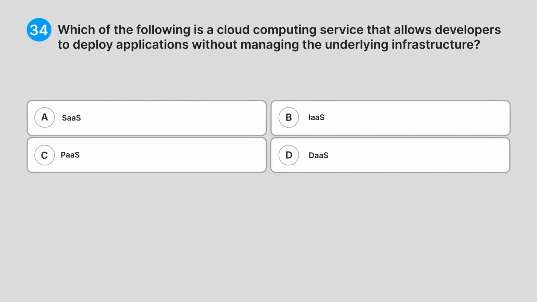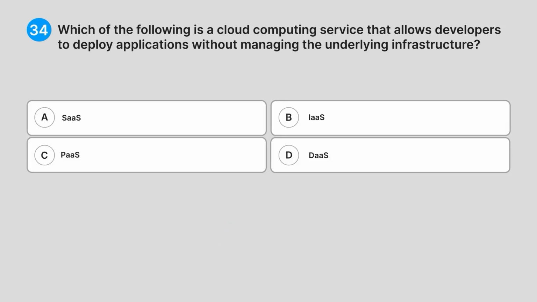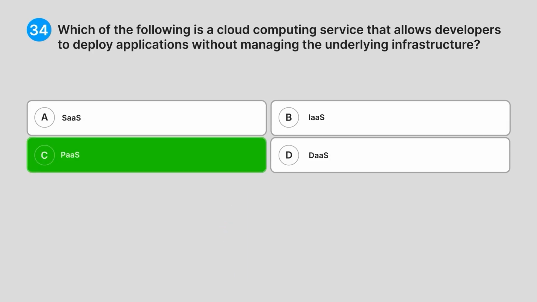34. Which of the following is a cloud computing service that allows developers to deploy applications without managing the underlying infrastructure? A. SaaS, B. IaaS, C. PaaS, D. DaaS. Can you guess the answer? Correct answer, C. PaaS.